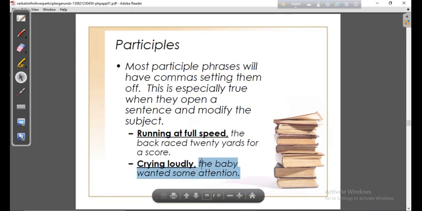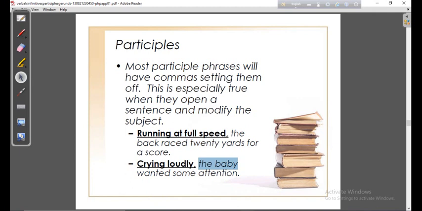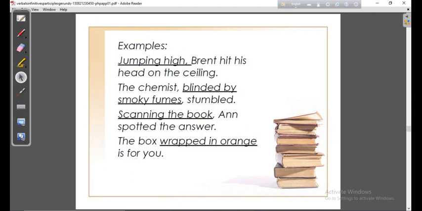Okay, it has said something more about the baby. So it is an adjective because it has modified the noun, the baby. So crying loudly is a participle phrase. The crying loudly, the baby wanted some attention. Next, jumping high, Brent hit his head on the ceiling.